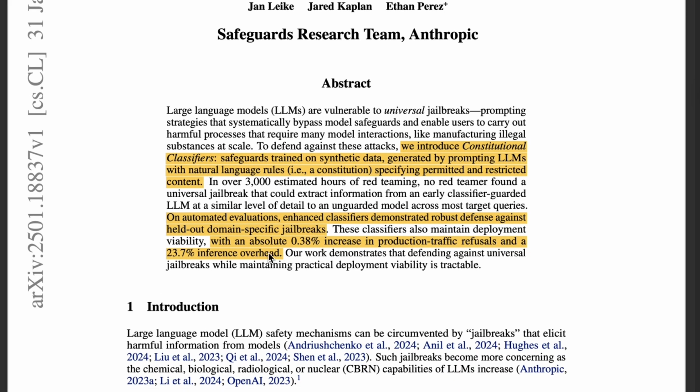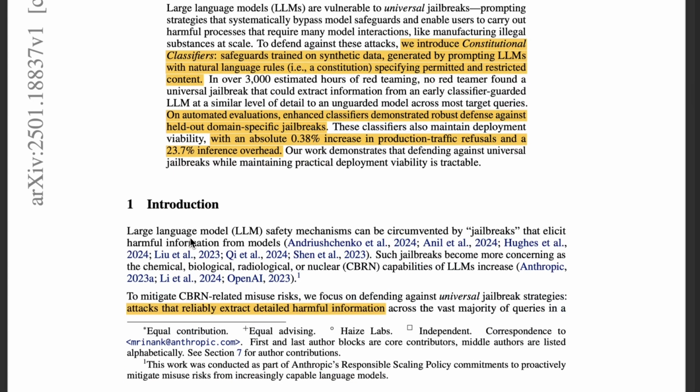evaluation, and these are some data points that we've seen from introducing it: a 0.3% increase in traffic refusals, which is quite small. Negligible, it's okay, at least for introducing two main components. And a 23.7% inference overhead. Yeah, this is somewhat high too.